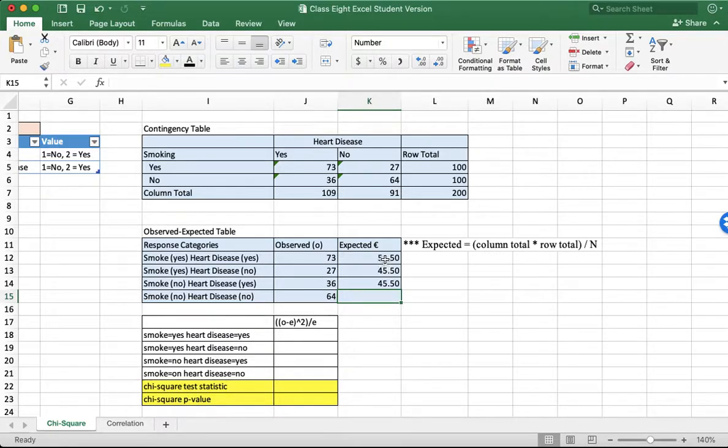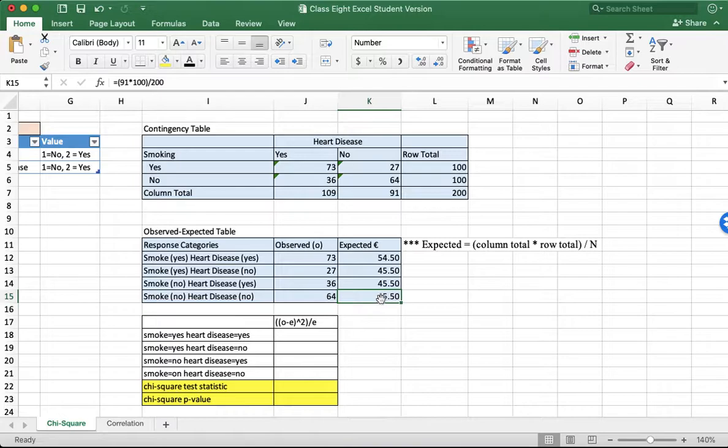And as you can guess, chances are the final value here for no might be similar to this 54.5, but we're going to calculate it, and we're going to take our column total here, which is 91, multiply that by 100, and then divide that by 200. And if we were to guess, we would have guessed wrong, unfortunately. Sorry.